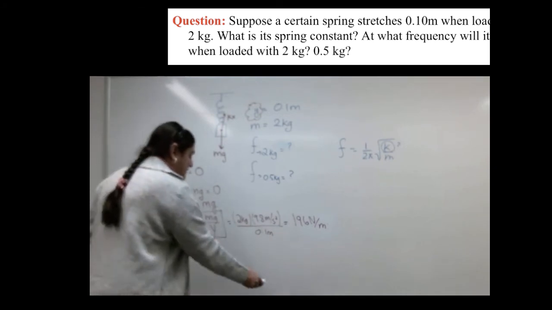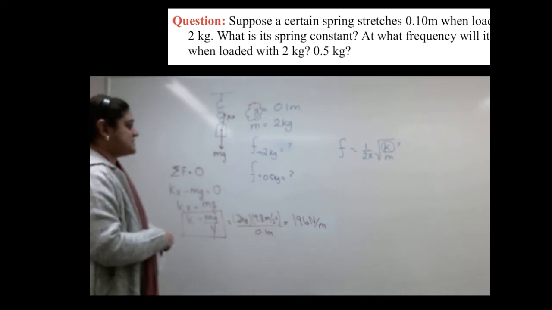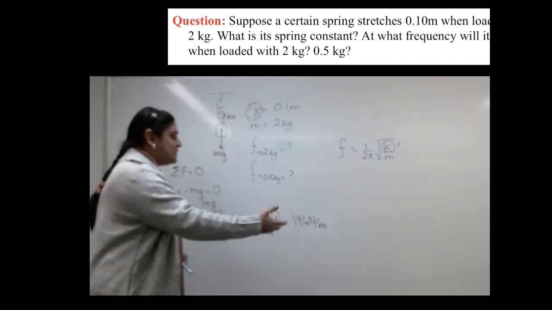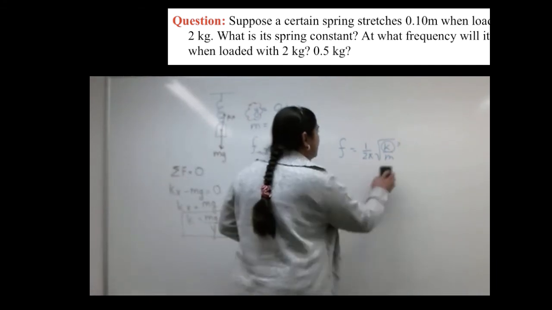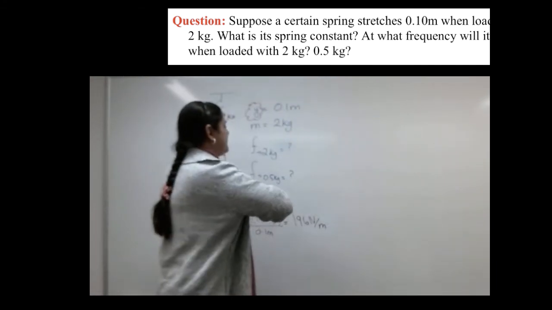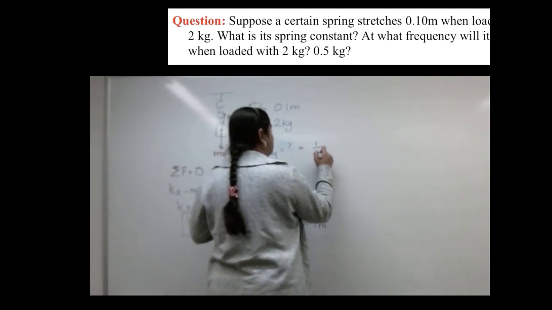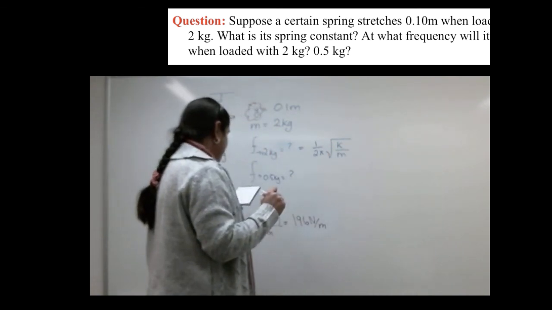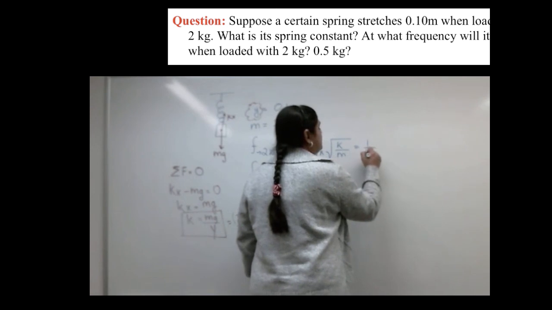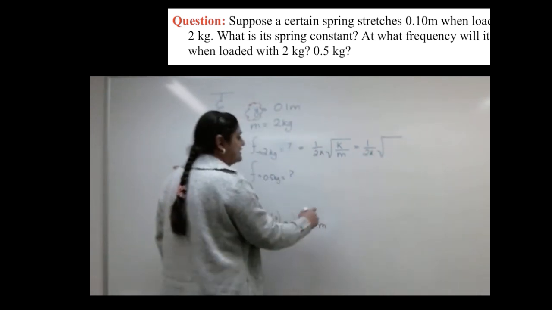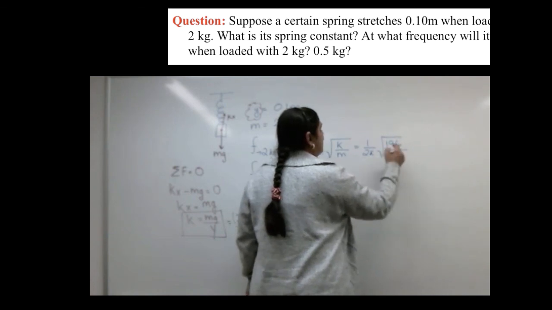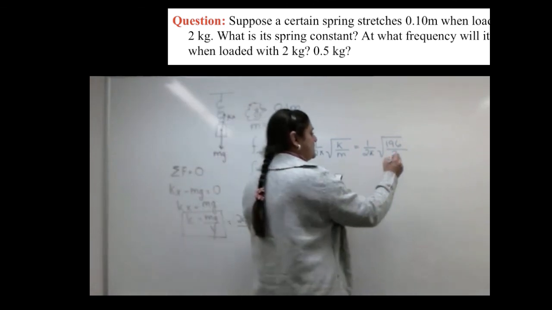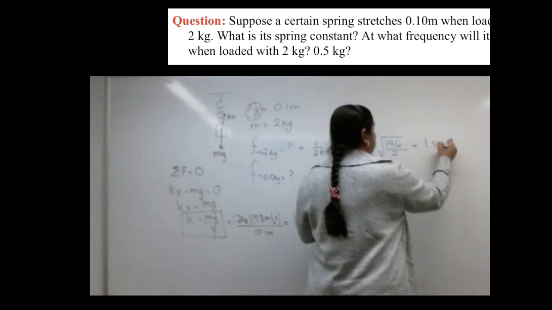Now I have everything I need in order to calculate my frequencies. I have my k and I have my m. Note, k will not change when you change the masses. For the first case, the frequency is 1 over 2 pi square root of k over m. Plugging in the values, I have 1 over 2 pi square root of 196 divided by the mass, which is 2 kilograms. I plug these numbers in, and I calculate my frequency to be about 1.57 hertz.